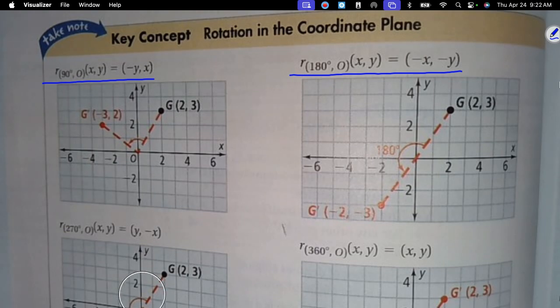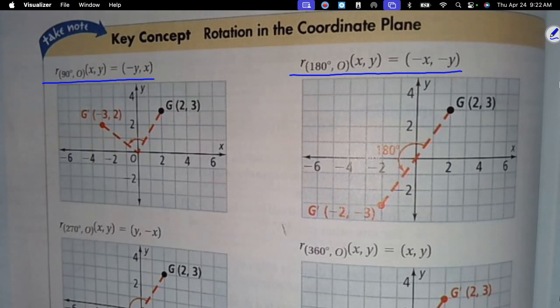Oh, and just so you know, these rotations are always counterclockwise. Okay? So the rotations are going this way. Think of counterclockwise. Think of a clock. The opposite way of a clock.